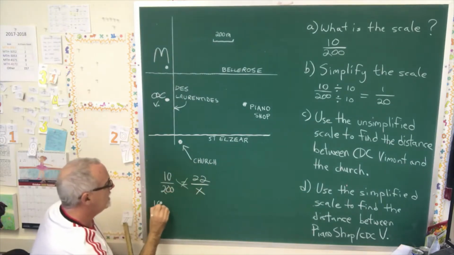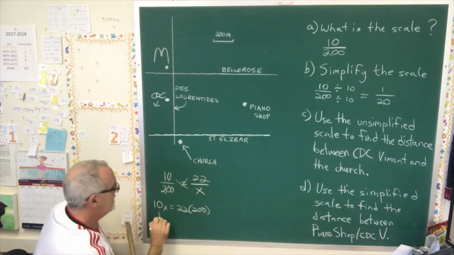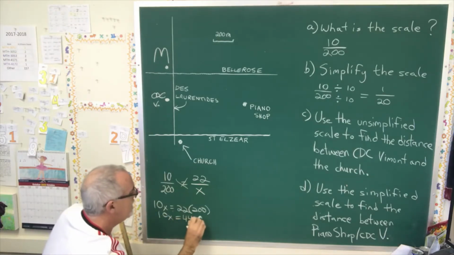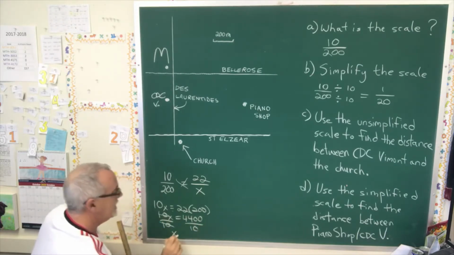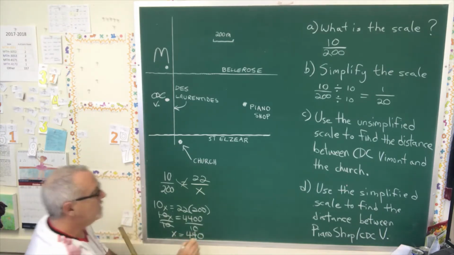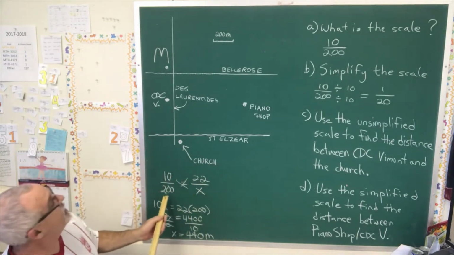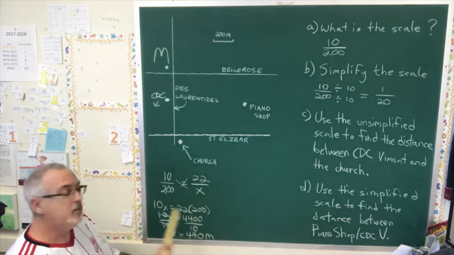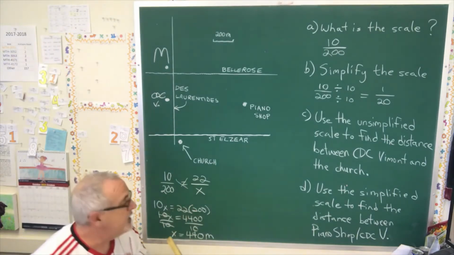Cross multiplying, we get 10x equals 22 times 200. 10x equals 4,400. And then I divide both sides by 10. These cancel, my x is isolated and is equal to 440. And it's going to be in meters. Because the 200 was in meters, it was on the bottom, the x is on the bottom, that means my final answer is in meters. The church and CDC Vimo are 440 meters apart.